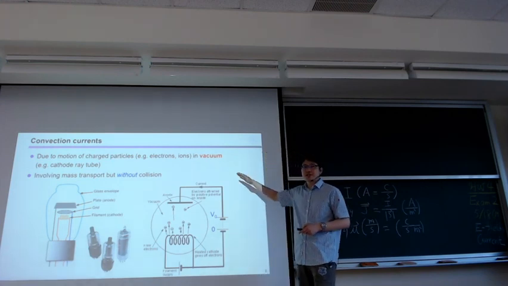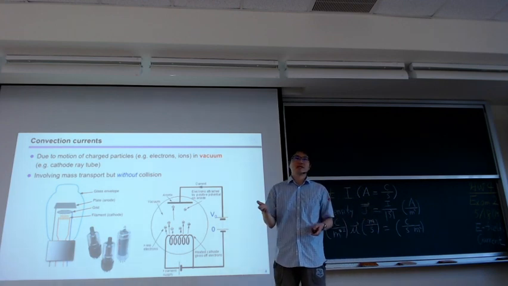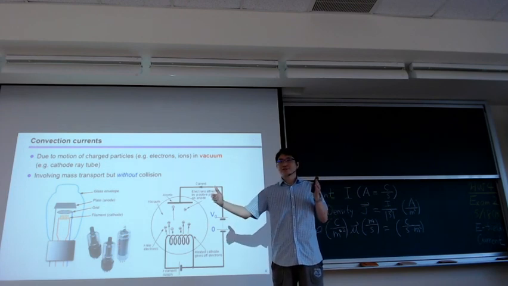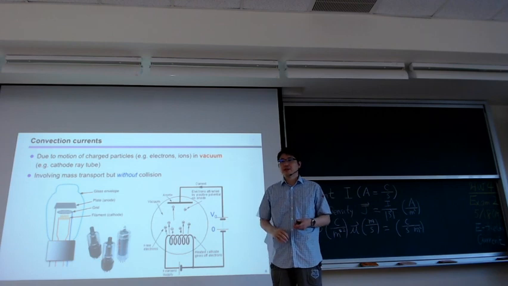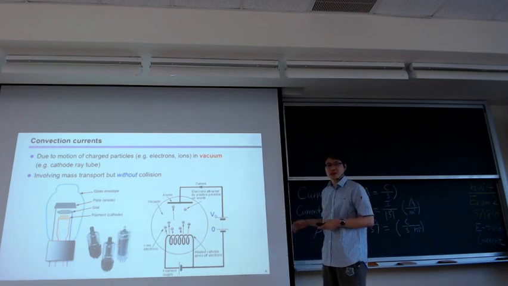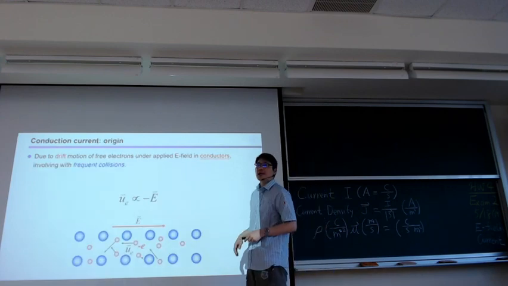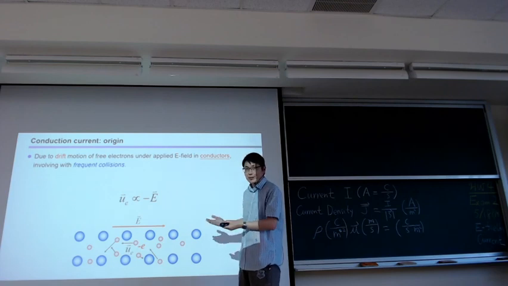So this is convection current. But as I mentioned, when I was little, the televisions we used were very thick because they were made of cathode ray tubes. But nowadays, you are all using the thin film liquid crystal type of monitors. So you don't really use cathode ray tubes anymore. And that leads us to the second type of current. It's called conduction current or drift current.